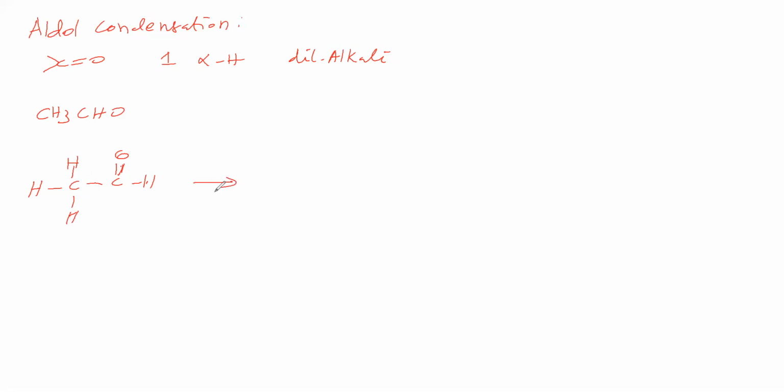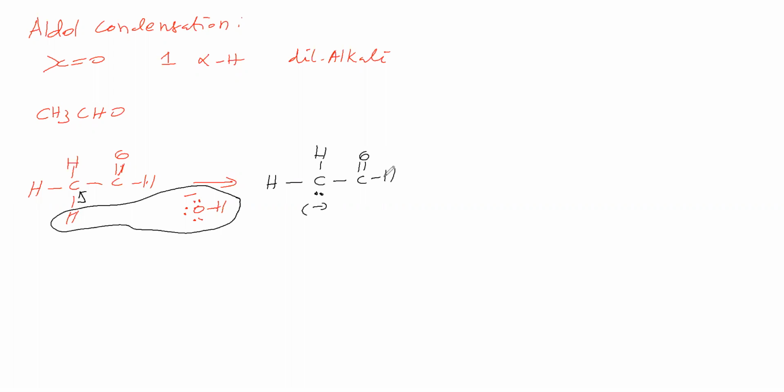Then what is the medium we are providing? Dilute alkali, that means OH minus we are providing. So what happens is this OH minus abstracts an alpha hydrogen and becomes water. This bond goes towards carbon, therefore carbon gets a lone pair and has a negative charge, so this carbon is called a carbanion. So the intermediate is the carbanion here.